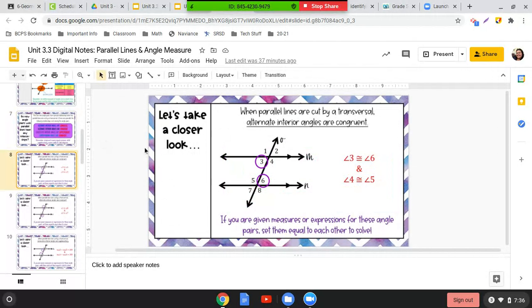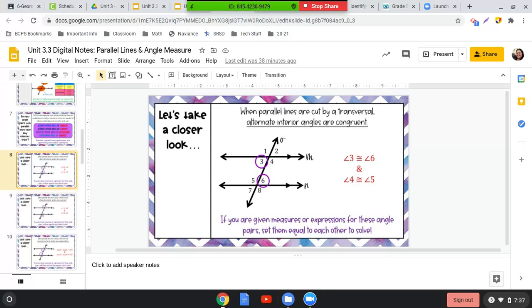So when we have alternate interior angles, they're congruent. And remember, alternate interior are angles that are inside the parallel lines but across the transversal from each other. So inside these lines but across the road, there we go. And so 3 and 6 are going to be congruent, as well as 4 and 5. So angle 3 is congruent to angle 6, so they're going to measure the same. And angle 4 and angle 5, right here, they're going to measure the same.